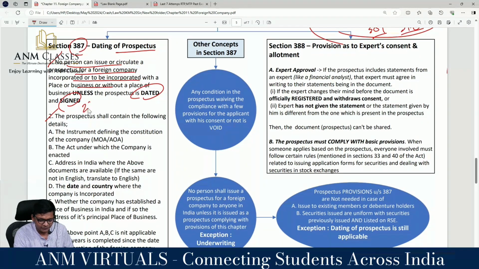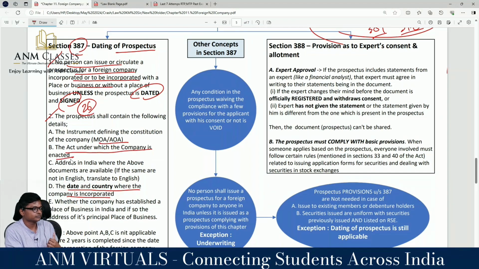Section 26, if you remember, contents of prospectus. A lot of contents were there. MOA, AOA, past financial data, future data, legal complaints. Same thing over here. Additionally, they will add, tell me about your country. Which country you are coming from. So look at all this data, guys. MOA, AOA. Under which act the company is enacted.